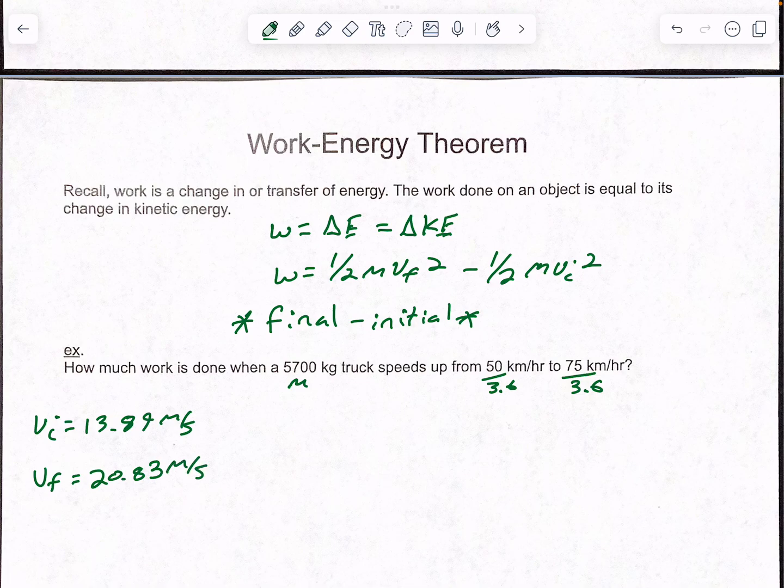So in order to speed up, you have to do work. Think about if you're running on a track, jogging, and then you want to go up to sprinting. You're going to use energy. You're going to be working to get up to that speed. So work equals that change in kinetic energy.